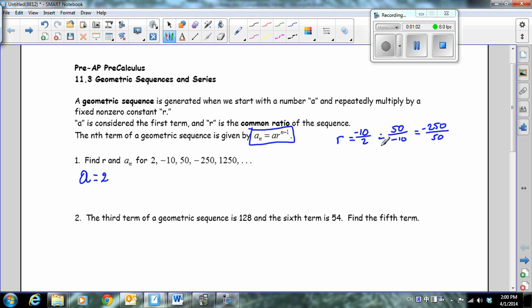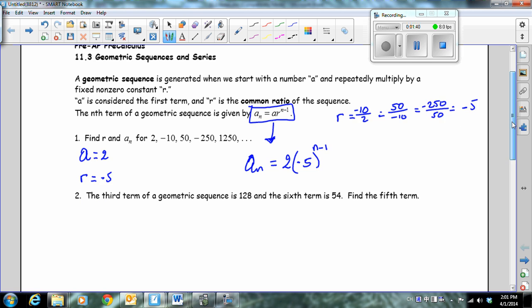It is called the common ratio because the ratio of the second over the first term should be identical to the ratio of the third over the second, and so on. So my common ratio here, if I simplify, I get -5. So I will say r is equal to -5. Now, using the formula that you see up here, s of n is equal to a, which is 2, times r, which is -5, to the power of n minus 1. And this is my final answer.